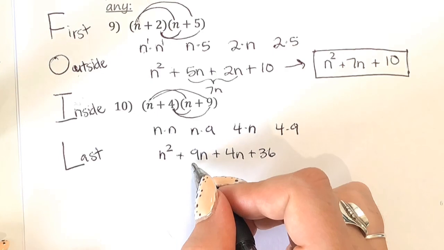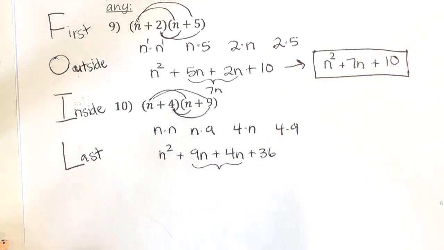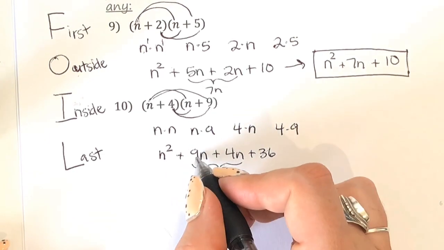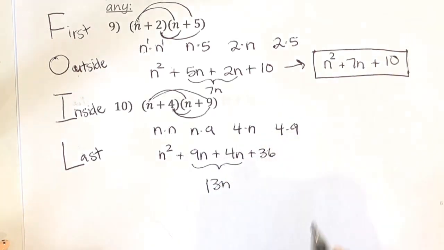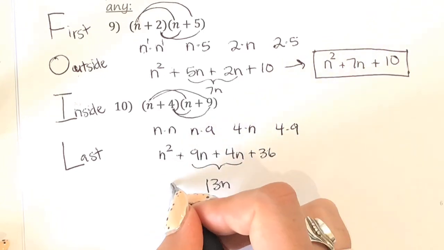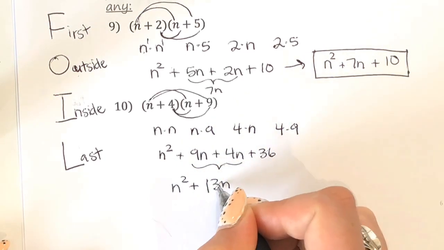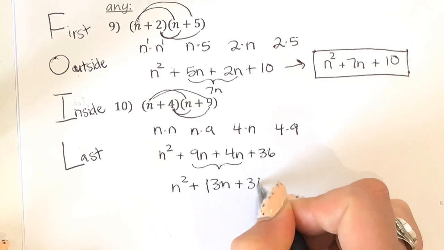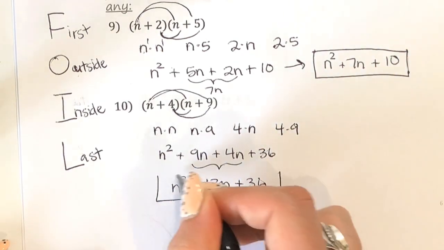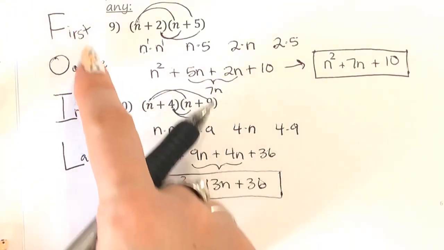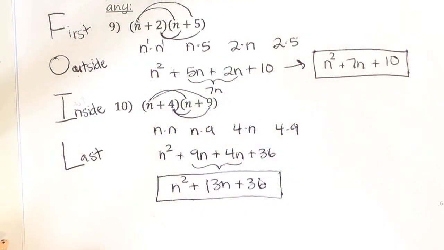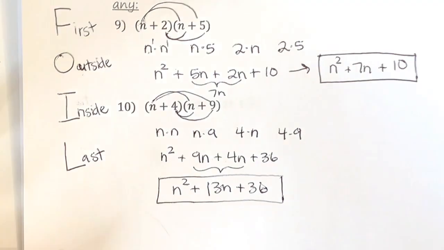But just like the last one, we do have those like terms. And you'll notice with binomials like this, you are usually going to have terms where you can combine them. So let's do that. 9n plus 4n is 13n. And then just make sure you're descending again. So we want the n squared in the front, plus the 13n, and then plus the 36 at the back. And that's your answer. Okay, so that's the FOIL method. Again, first, outside, inside, last. That's the order you're going to go when you're distributing.